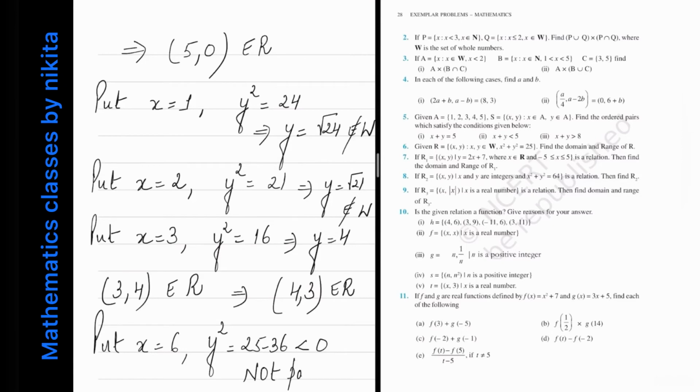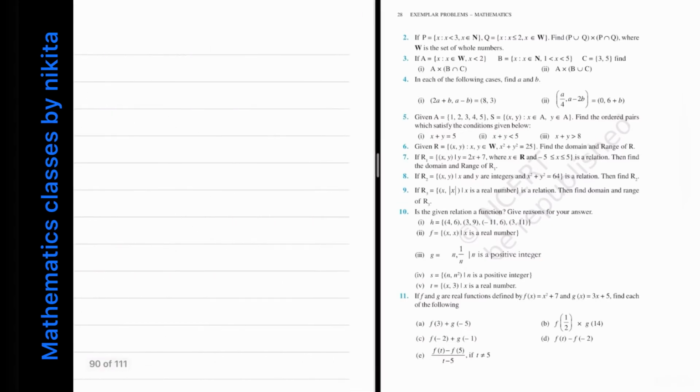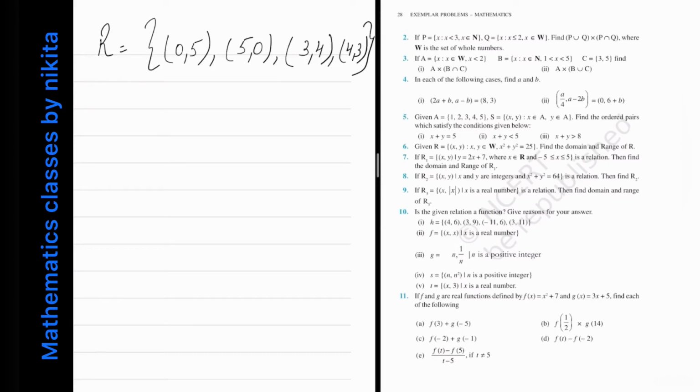So not possible, because y square cannot be negative. So basically, the R that we got, what ordered pairs are in it? It contains 0,5, then 5,0, then I have 3,4 and 4,3. So these 4 ordered pairs are in R.